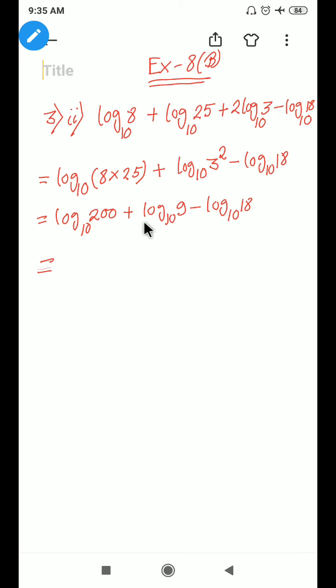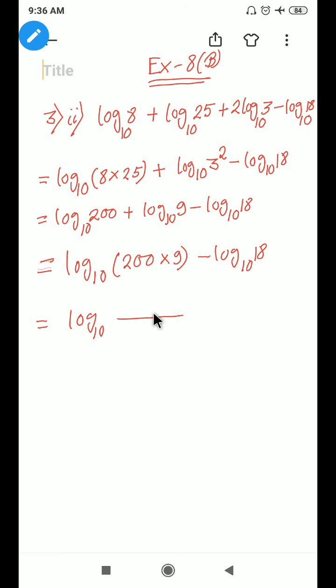Now addition of logarithms will again be multiplication. So it will be 200 into 9 minus log 18, and subtraction of logarithms will be division. So it will be 200 into 9 by 18. Cancel out the numbers, 9 into 18 gives 2, and 200 by 2 is 100, and that will be log 100.